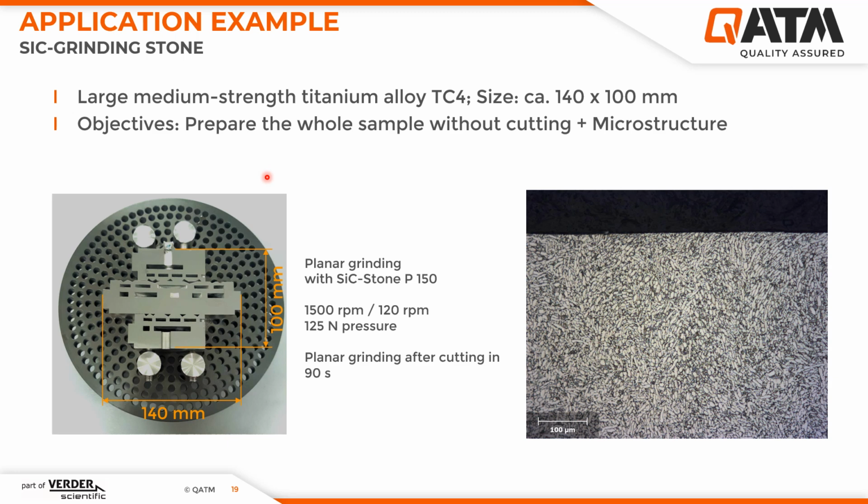I would like also to briefly show you an example of an application with non-ferrous metals. Here we have a medium strength titanium alloy, titanium aluminium vanadium TC4 alloy. The sample is relatively large, 140 by 100 millimeters. The aim of the investigation was to prepare the entire sample without additional cutting and to carry out a microstructural analysis. This sample was ground with the SiC grinding stone with a grit size of P150. A pressure of 125 Newton was applied and the sample was ground planar in just 90 seconds. On the right-hand side, you can see the conventional microstructure of the alpha-beta titanium alloy after etching with Kroll.